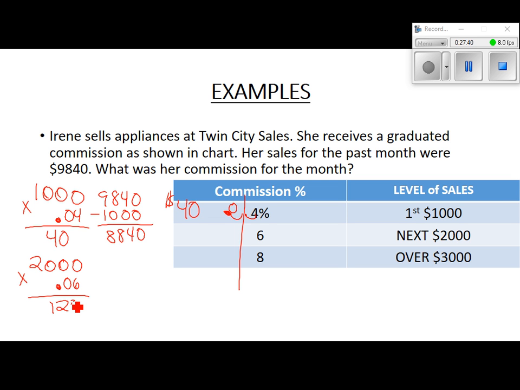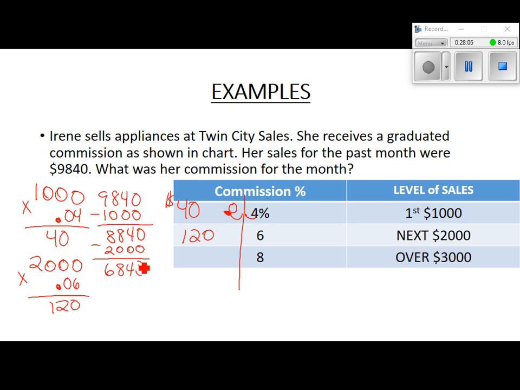So how much did she make for this $2,000 that she sold? $120. What do we do with this number? Subtract off that 2,000. What's that leave us with? 6,840.